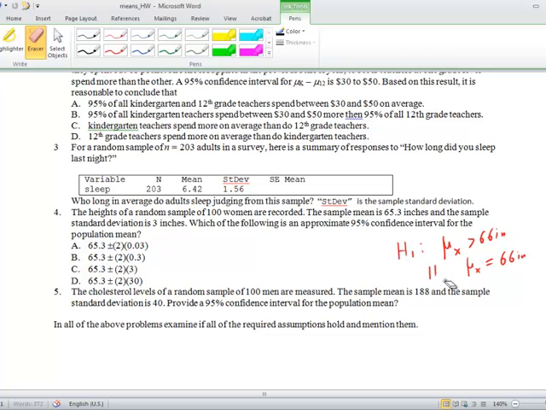I hate when it does that. Now, do you understand how to find these assumptions?